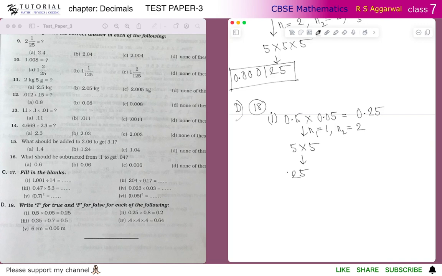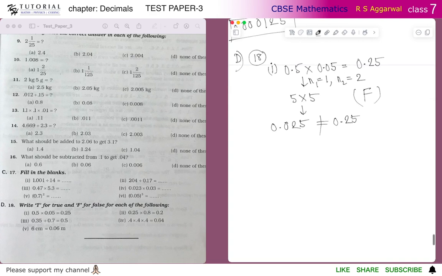So this will be 0.025. So obviously the right hand side is 0.25 and the actual value of the left hand side will be 0.025. So this is false. This is false. Okay, let's do 2.